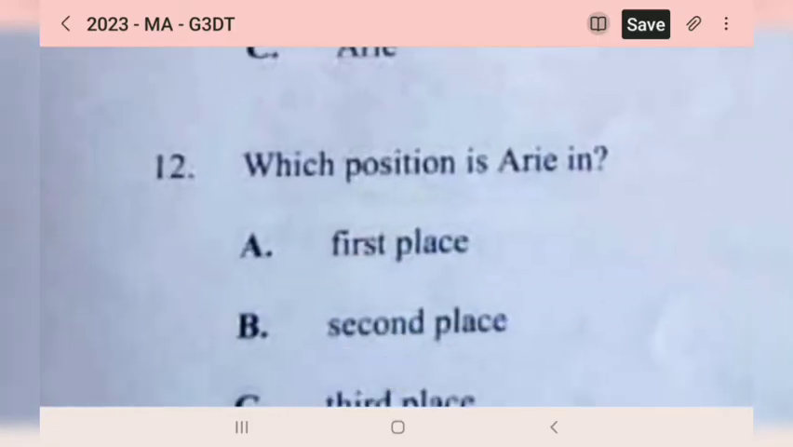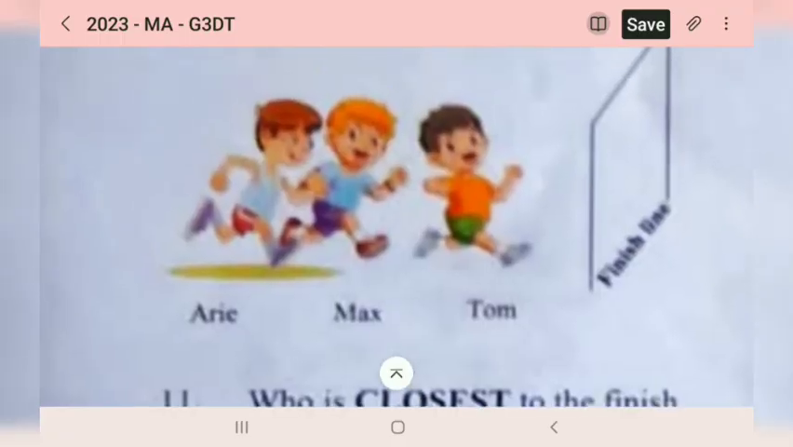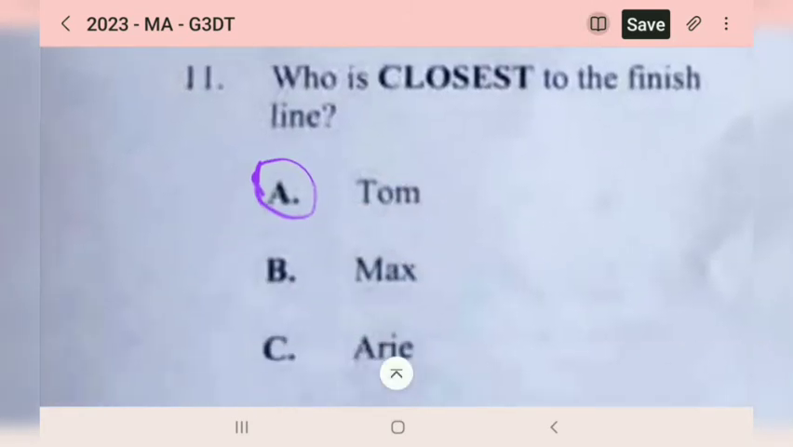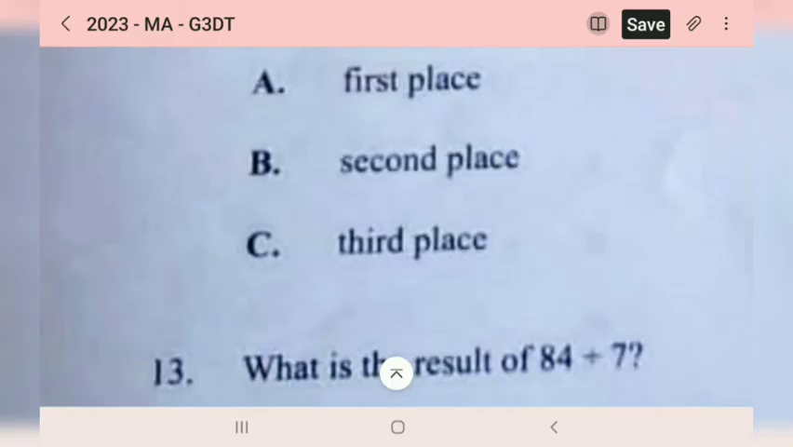Moving on to 12. Which position is Ari in? So for position, we're looking at ordinal numbers. So Tom is first. Max is second. And Ari is third. So Ari is in third position. Let's go down and see what they have. Third, which is at C.